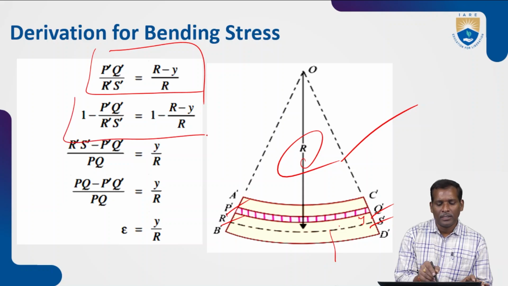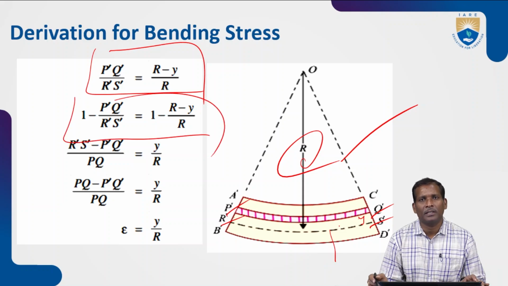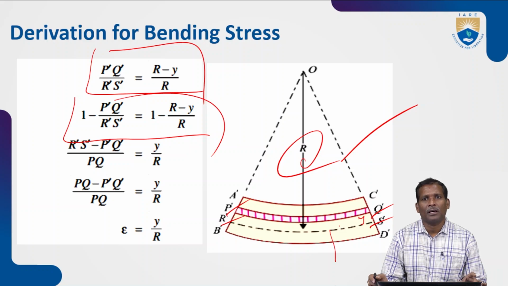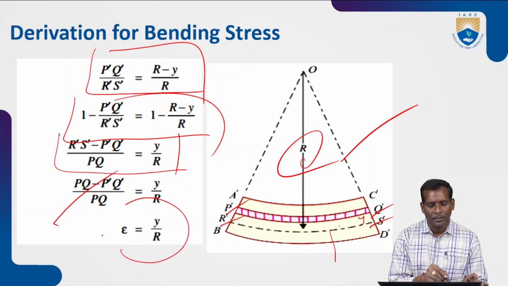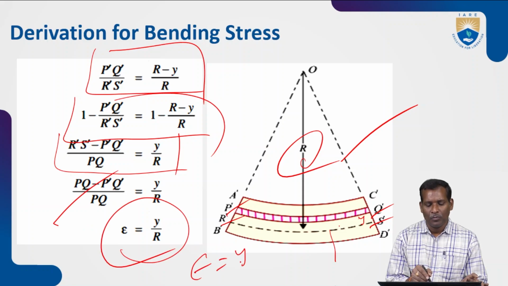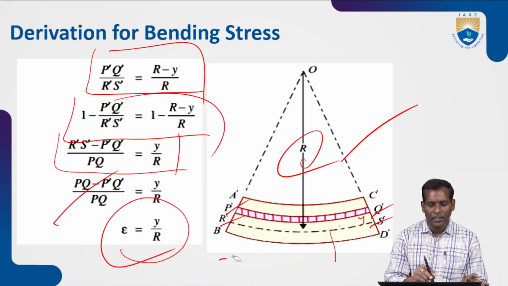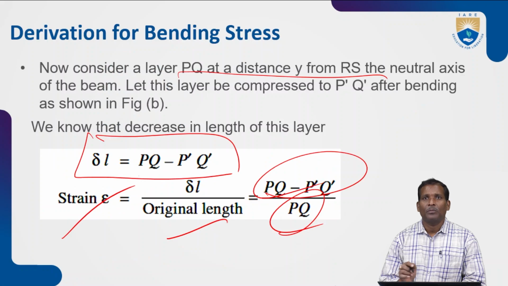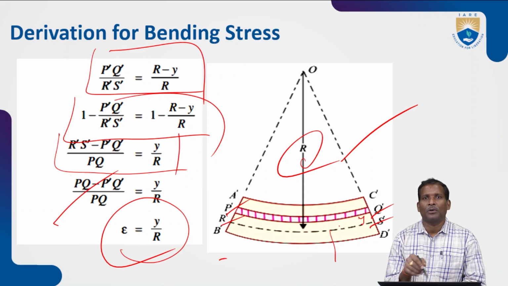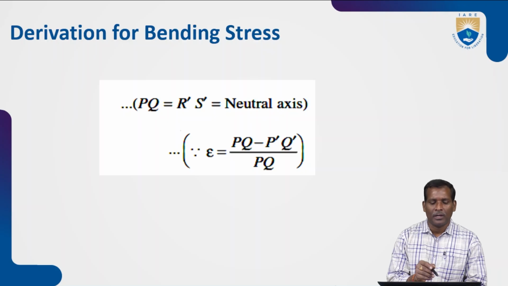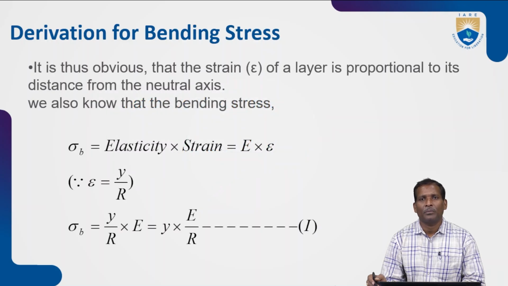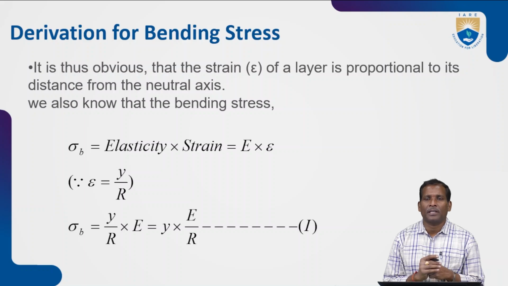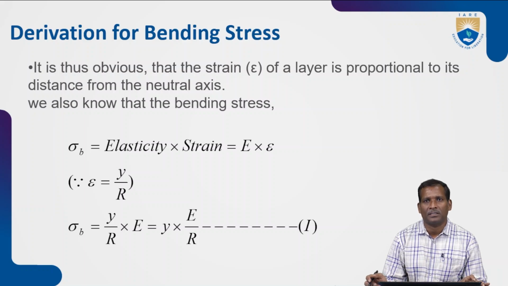Now write this equation like this: 1 minus P dash Q dash by R dash S dash is equal to 1 minus R minus y by R. Simplify, so we can write the strain is equal to y by R. Here y is the distance of PQ from RS, and R is the radius of the neutral axis. PQ is equal to R dash S dash, that is the neutral axis. So the strain is PQ minus P dash Q dash by PQ. It is thus obvious that the strain of a layer is proportional to its distance from the neutral axis.